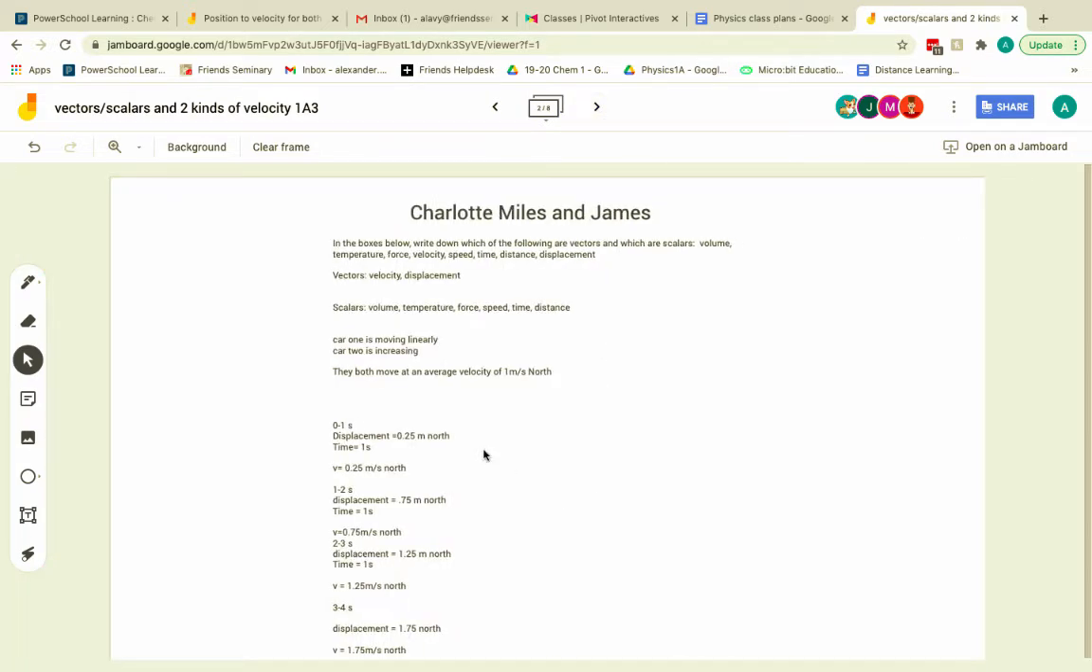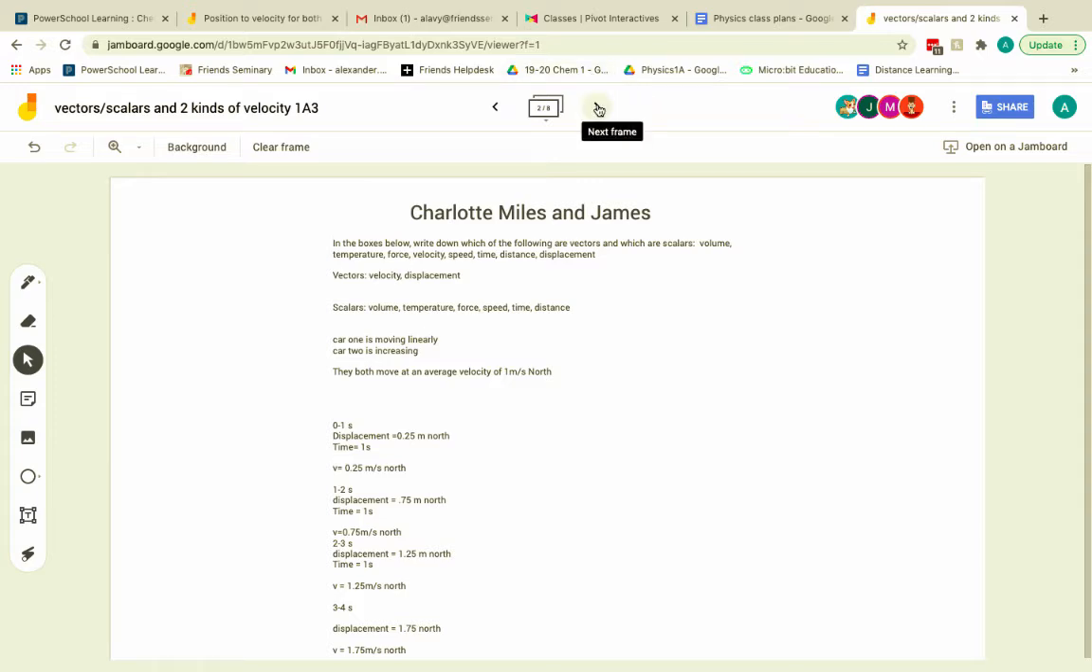But notice actually Charlotte, Miles, and James' group actually got these totally right. The velocity for every second: 0.25 meters per second north, 0.75 meters per second north, 1.25 meters per second north, 1.75 meters per second north. If you take all these four numbers and average them, you'll get 1 meter per second north, right? If you add them up and divide by 4, you get 1 meter per second north. So that's why we use the word average in average velocity.